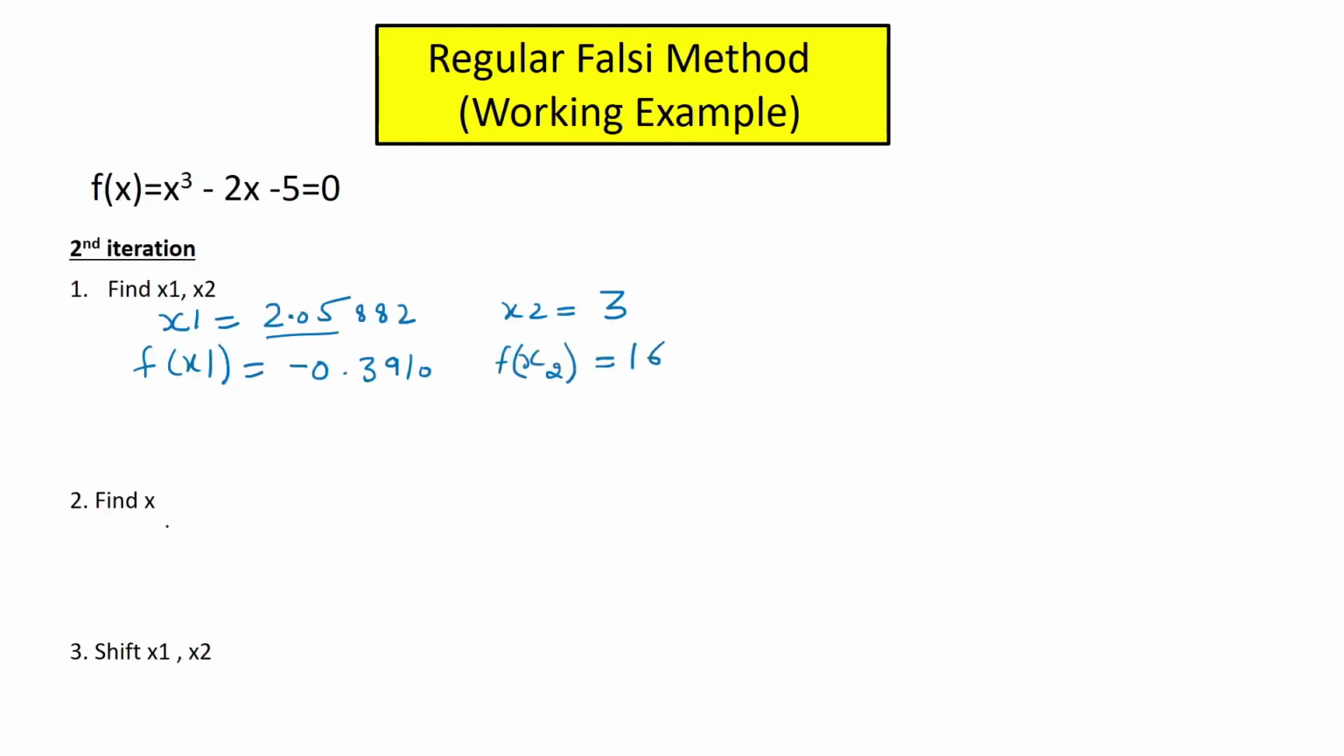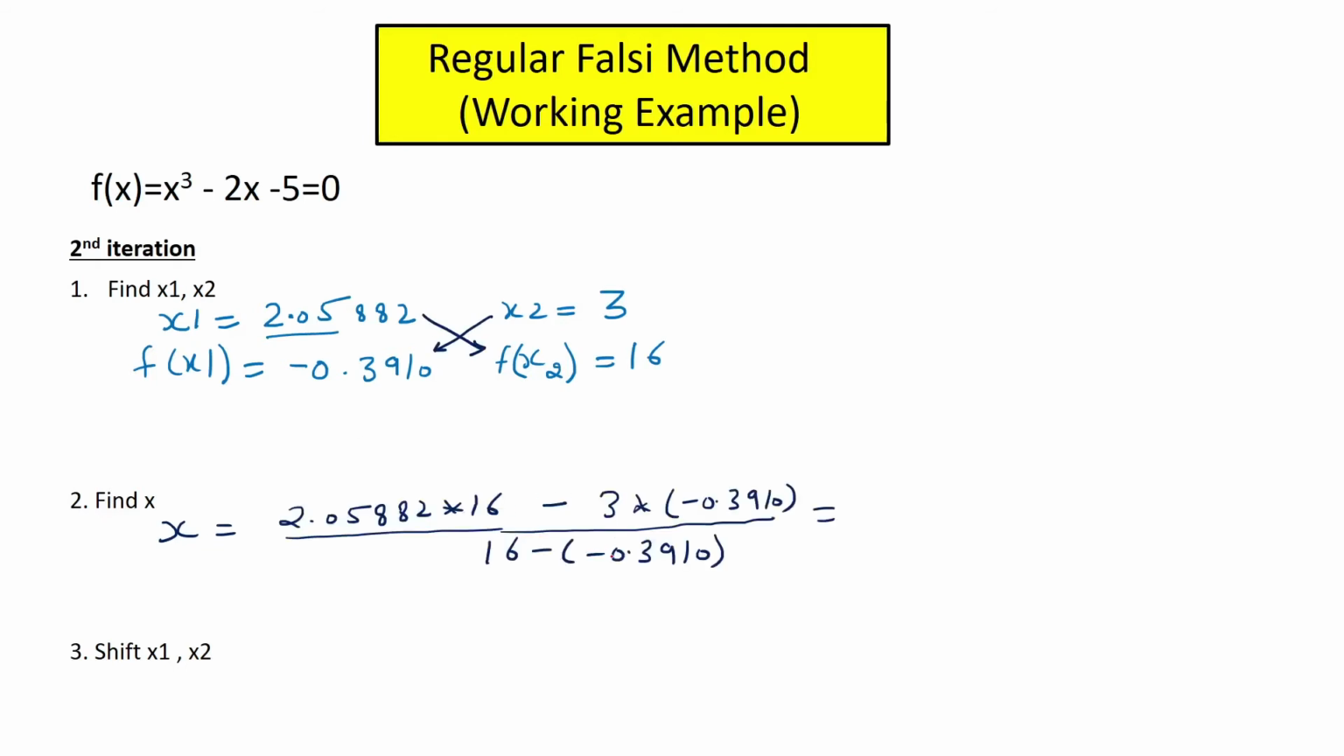Now let's find the value of x. Again, I have to put the values in such a manner that this is multiplied with this and this is multiplied with this. After putting these values in this formula and solving, I will get the value of x as 2.0813, or you can get something like 2.0812 or so. I have just rounded off, so I got this value.